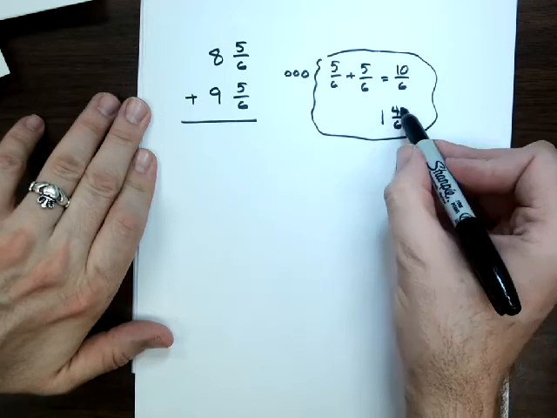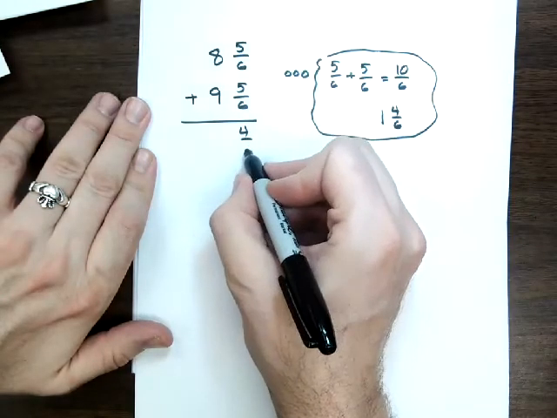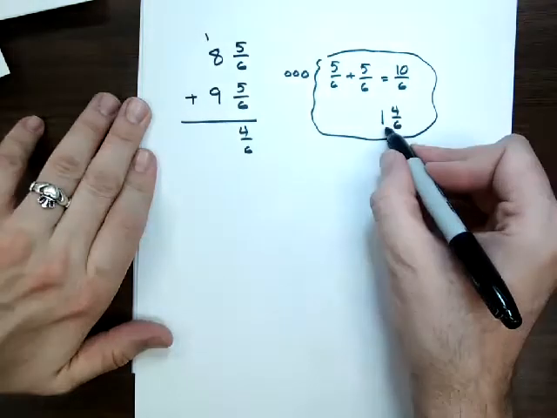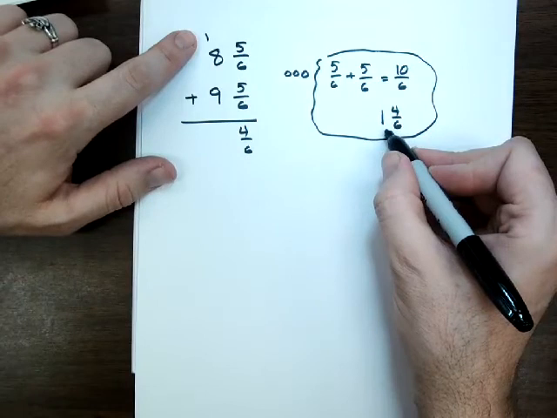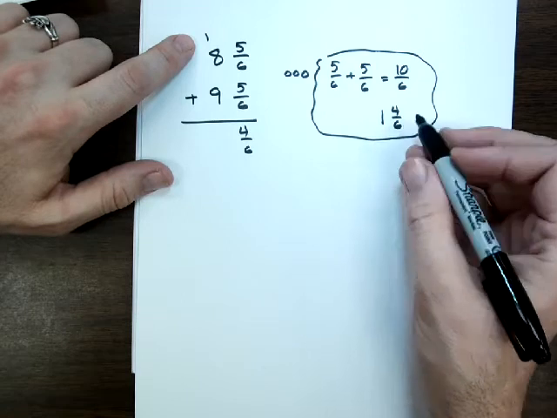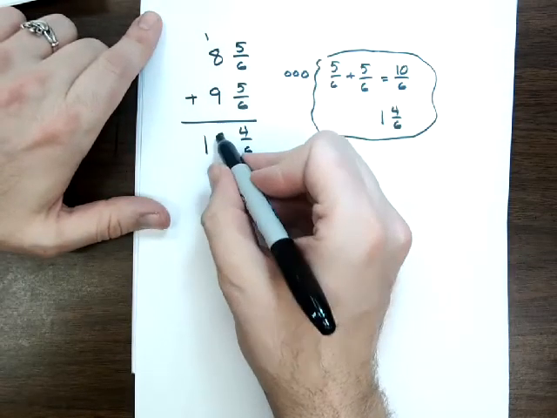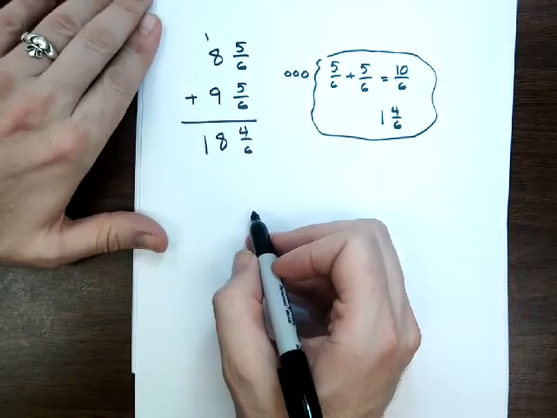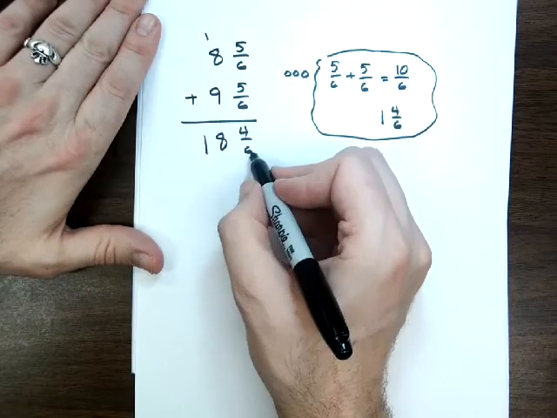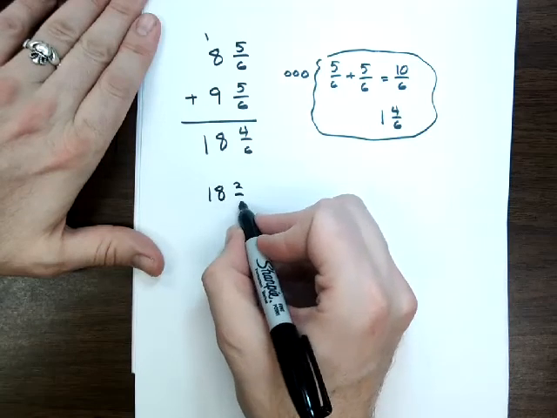So what I'm going to do is put that fractional part down here in this fractional place value, and I'm going to carry my whole number up into the whole numbers place, that next place value over. 1 plus 8 is 9. 9 plus 9 is 18. We've got 18 and 4/6. Now 4/6, I can actually reduce that a little bit. 4/6 I can reduce by a factor of 2, so that's going to turn into 18 and 2/3.